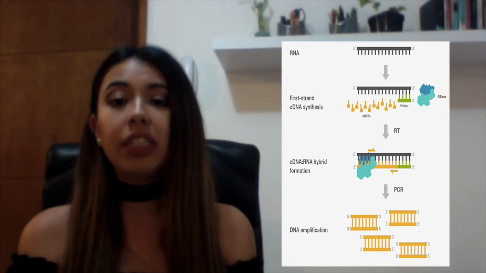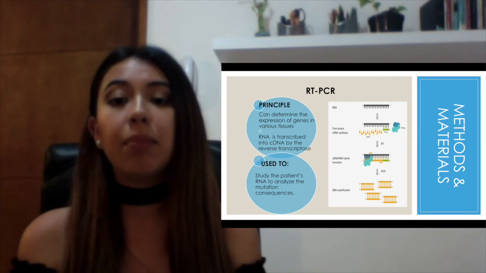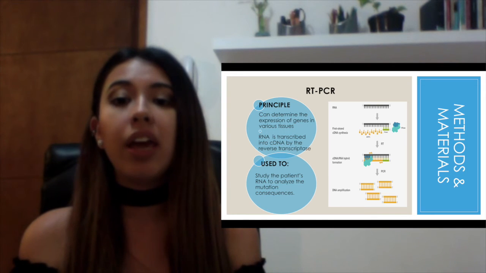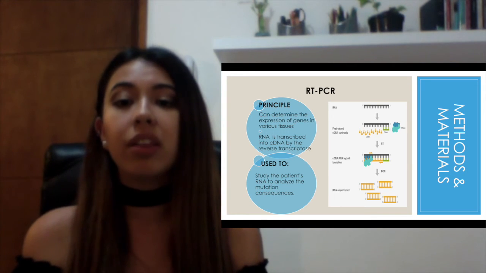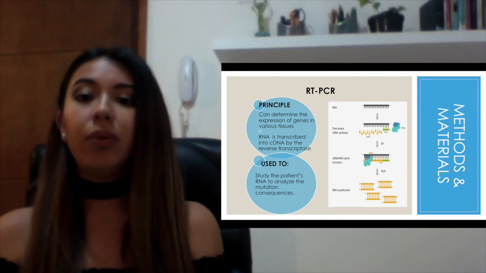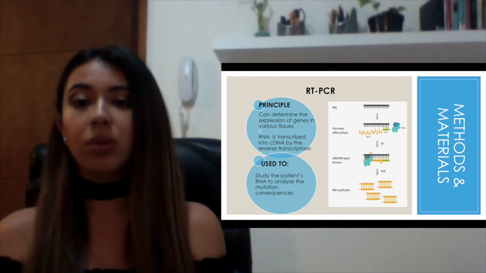The complementary DNA then goes through the multiple normal PCR procedures to amplify it and make it easy for us to analyze. It could also be used as a template for qPCR, which quantifies the amount of RNA that has been transcribed in the sample. In the study, it was used to analyze the mutation consequences.